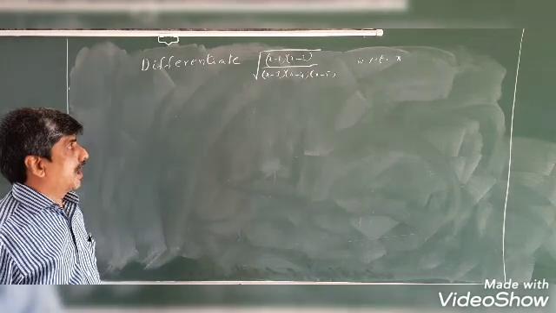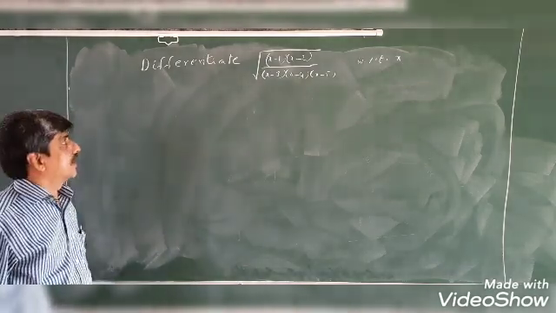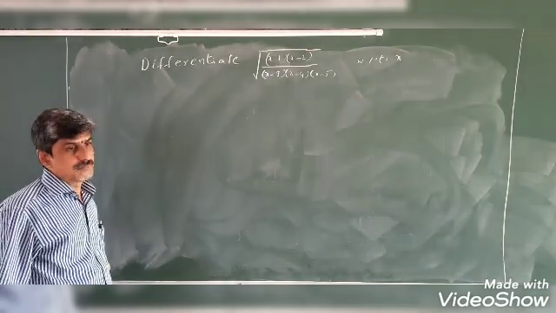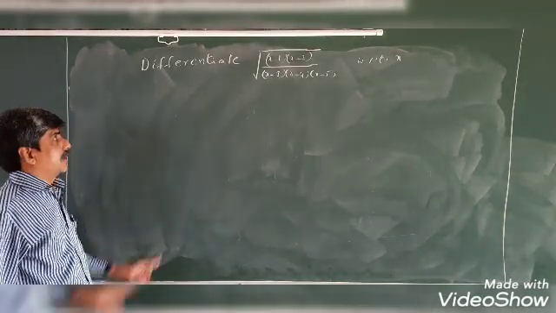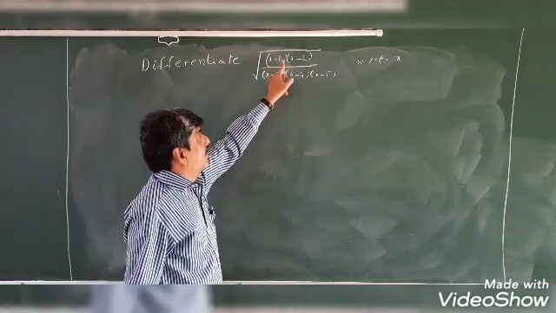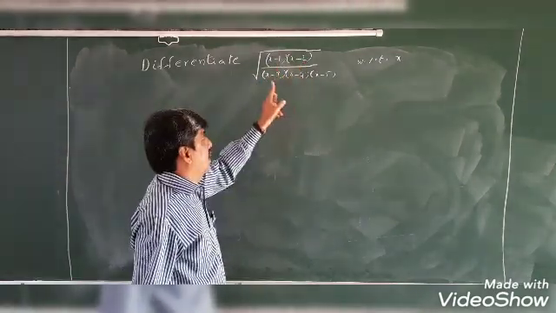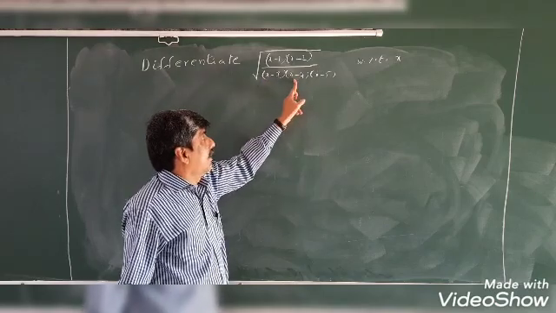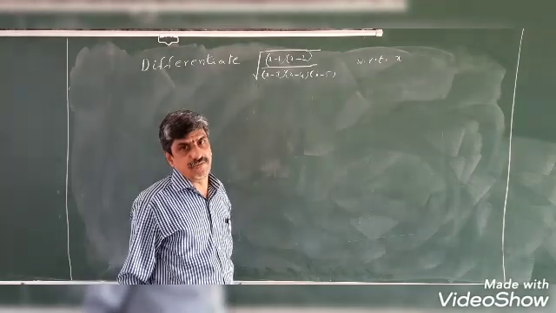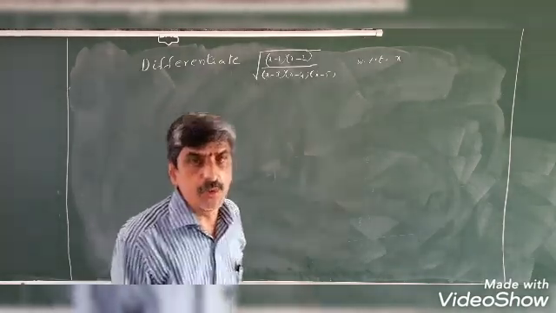Today I am going to start a few important questions in differentiation, 3 marks pattern. So the problem is: differentiate root over (x minus 1)(x minus 2) by (x minus 3)(x minus 4)(x minus 5) with respect to x.